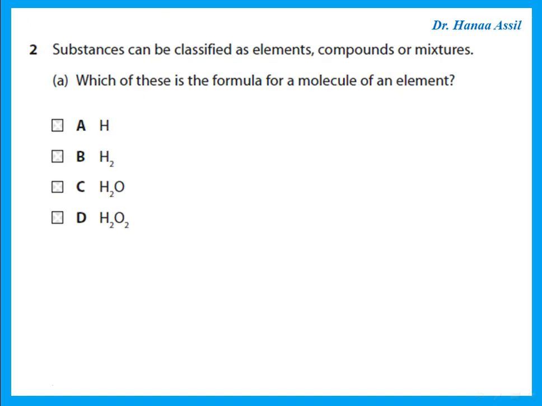Okay, the next question says substances can be classified as elements, compounds, or mixtures. Which of these is the formula for a molecule of an element? So you're looking for 2 things. You're looking for molecule. Molecule means 2 or more atoms joined together. So A is not a molecule, it's an atom. He wants a molecule and it should be an element. Element means all the atoms are the same. So it cannot be C or D, it is B. B shows H2. H2 is the molecule of hydrogen, which is an element.